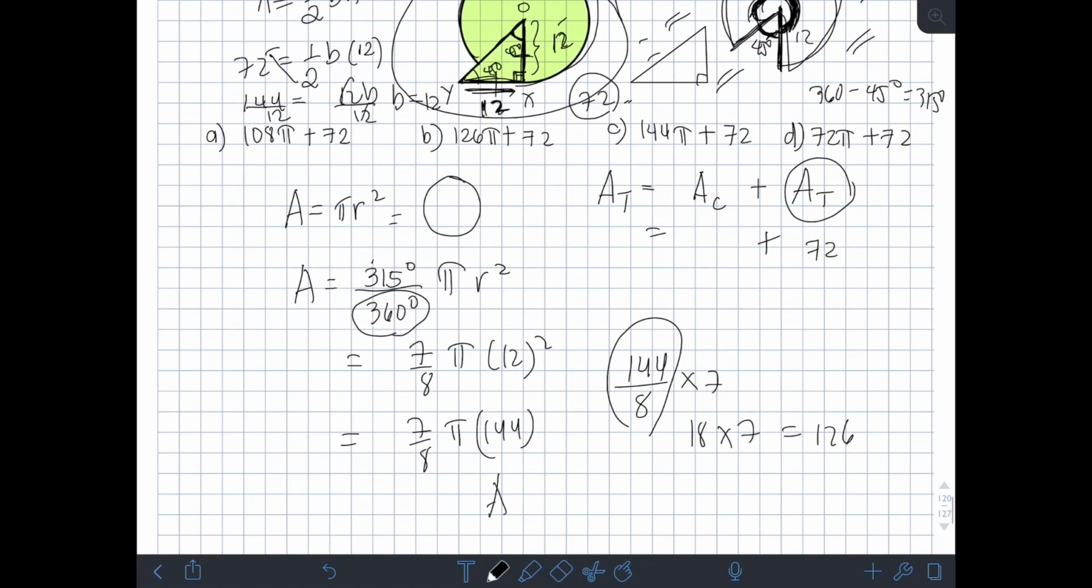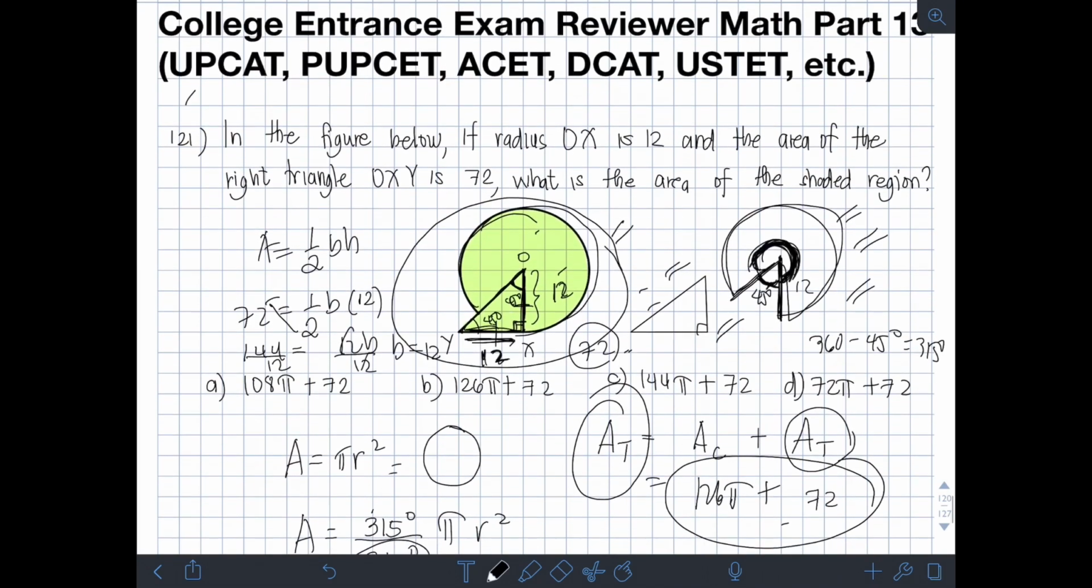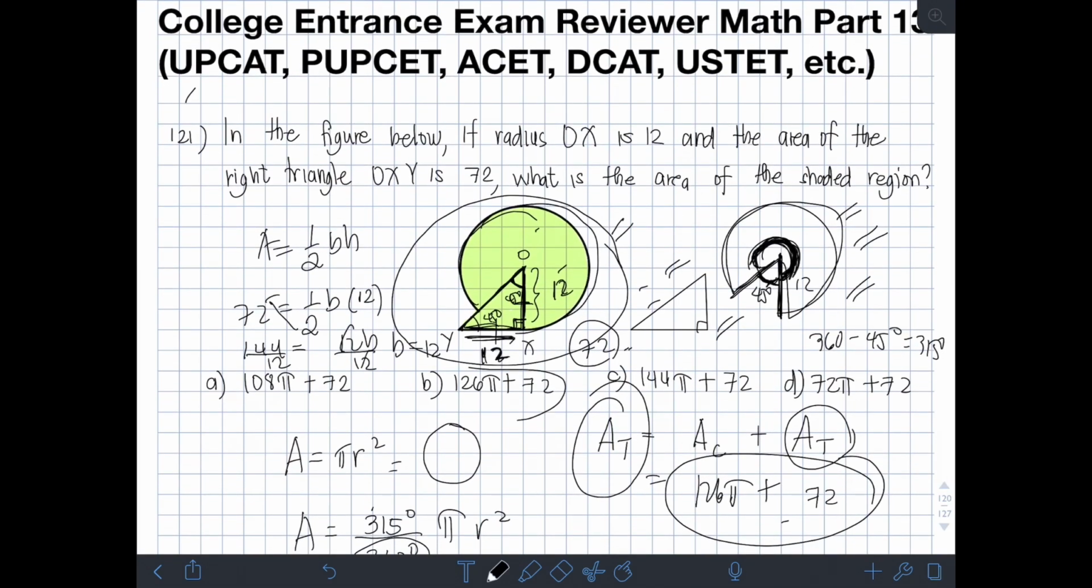126. So, therefore, yung area natin sa circle, partial circle, is 126 times pi. So that yung total area natin is 126 pi plus 72. Okay? So the answer is letter B.